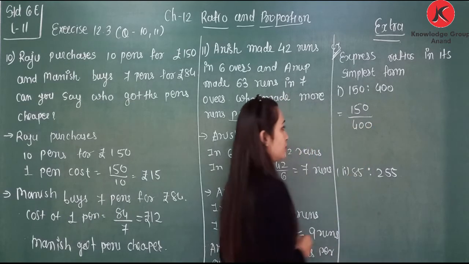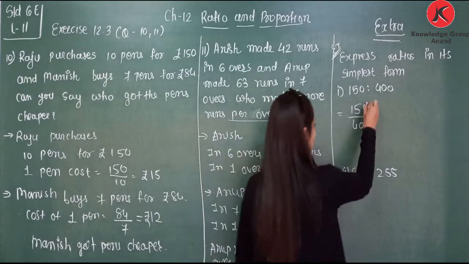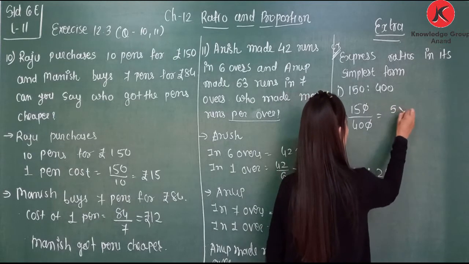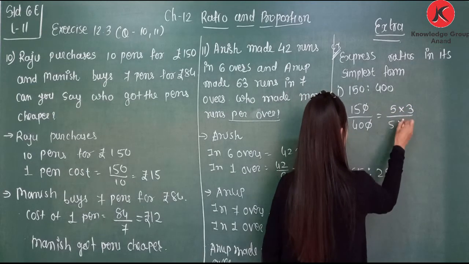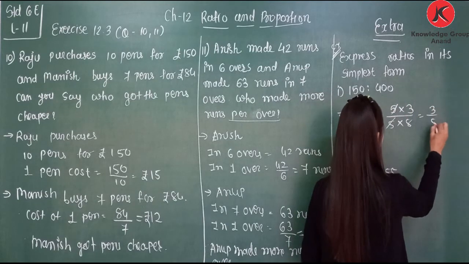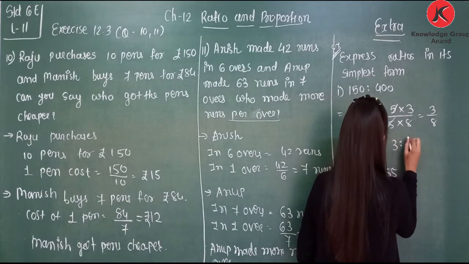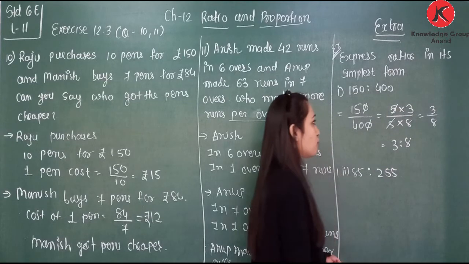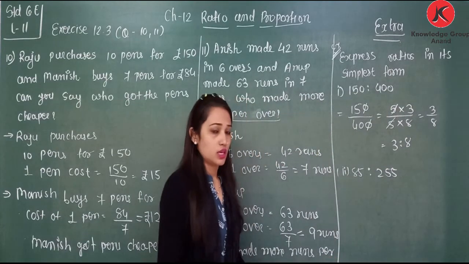We can write 150 divided by 400. Factorize this. 5 threes are 15, 8 fives are 40. So 5 is the common factor. So it is 3 by 8. So the simplest form of 150 is to 400 is 3 is to 8.